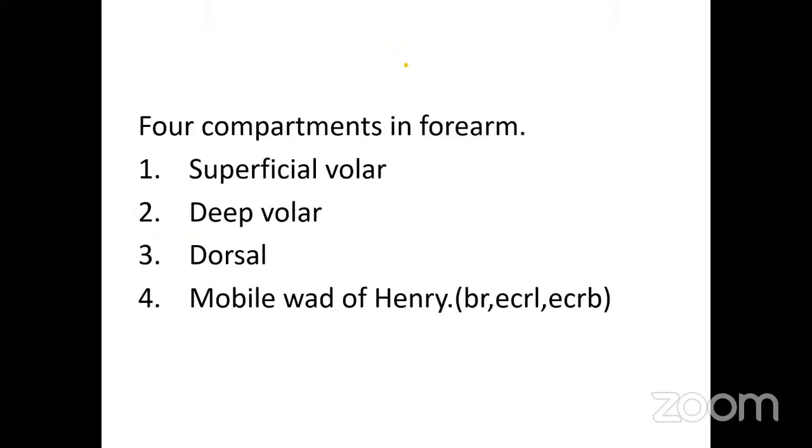So 4 compartments in the forearm: the superficial volar, the deep volar, dorsal, and mobile wad of Henry. Actually, dorsal 8 plus the volar 12, including the mobile wad of Henry. And the importance is the deep volar compartment comprising the FDP and FPL are commonly involved in compartment syndrome.